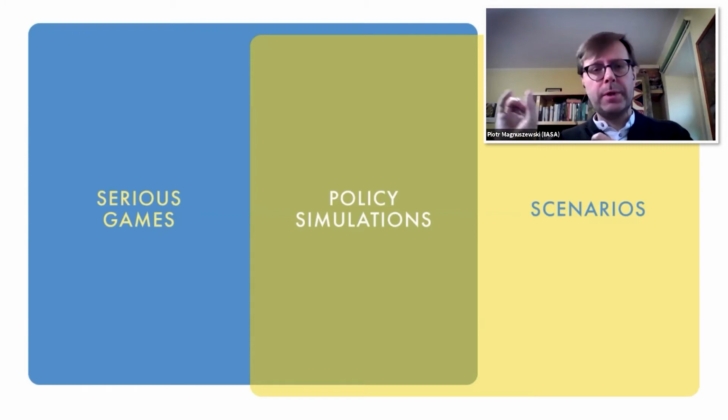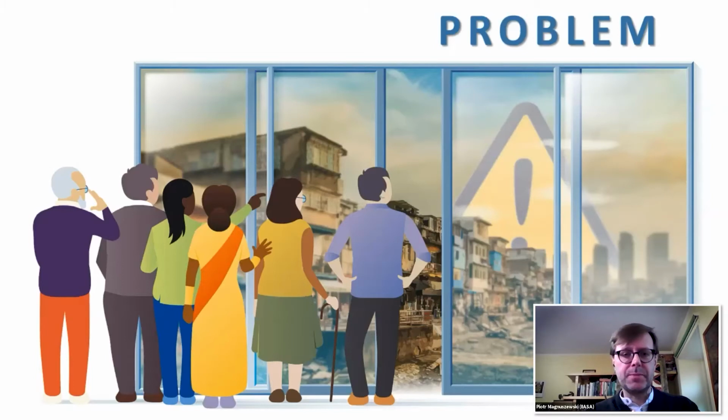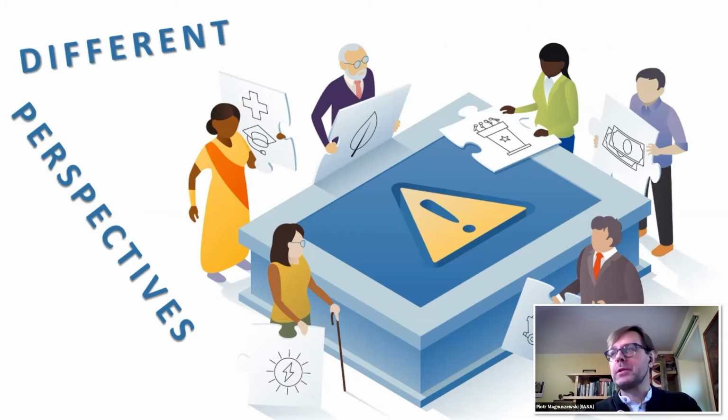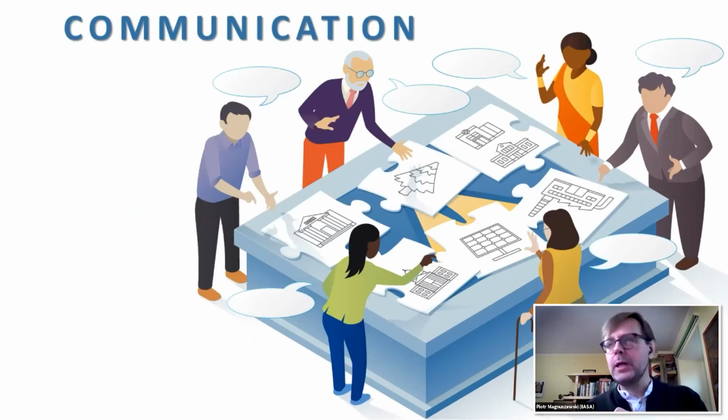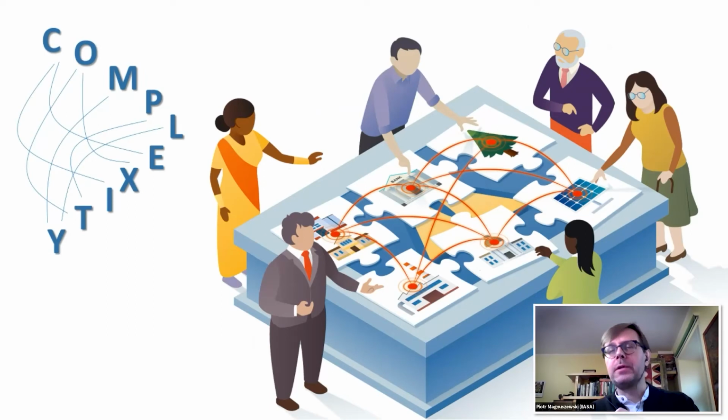So with this in mind, if we combine the best aspects of serious games and of scenarios, we came up with an approach which we called policy simulations. In this approach, we start from specific problems, engaging different stakeholders, looking at what is there. It's not always great what we see, but we have to see this. Different stakeholders bring different perspectives, may not understand each other initially, and there may be many things to overcome. But as we keep the communication going, and communicate in a more tangible and visual way, they may start to grasp the complexity, the interrelationships between different system elements.